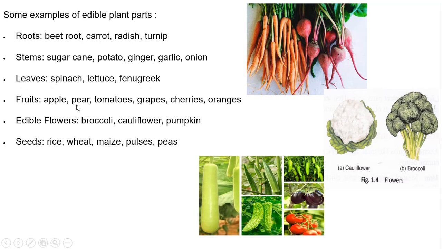And in case of apple, pear, tomatoes, grapes, cherries, oranges, etc., we eat the fruits. In case of broccoli, cauliflower, pumpkin, we generally eat the flower. And in case of rice, wheat, maize, pulses, peas, we eat the seeds.